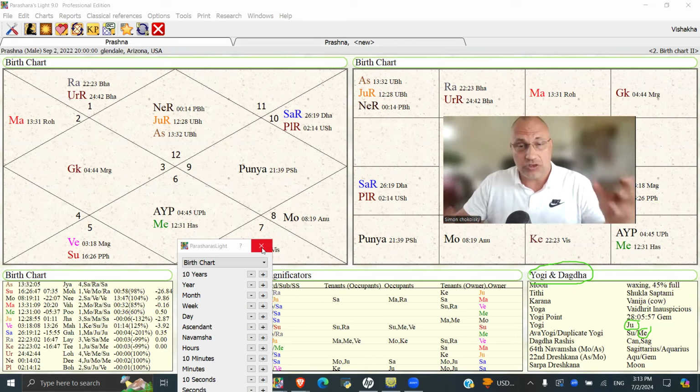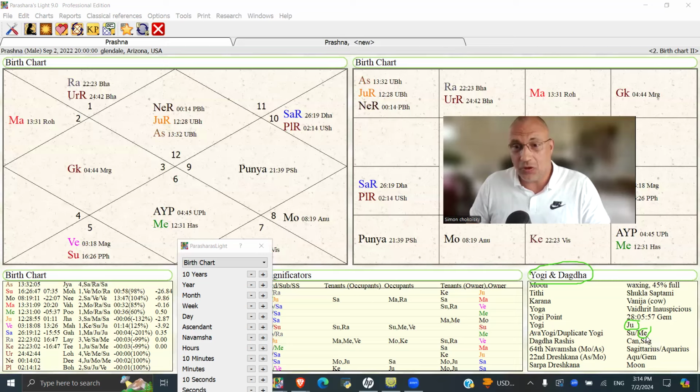At these moments, ladies and gentlemen, it is an extremely powerful technique to have the yogi and the duplicate yogi together and configured with the ascendant. Now, what do you see in this chart? So the yogi here is Jupiter. The duplicate yogi is Mercury. Not only are they configured, they are also in the ascendant. But further to that, they are each in their own signs, which makes this infinitely powerful. This is the most powerful possible instance you can have of this technique.